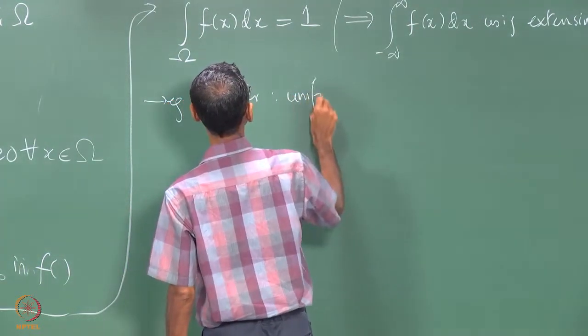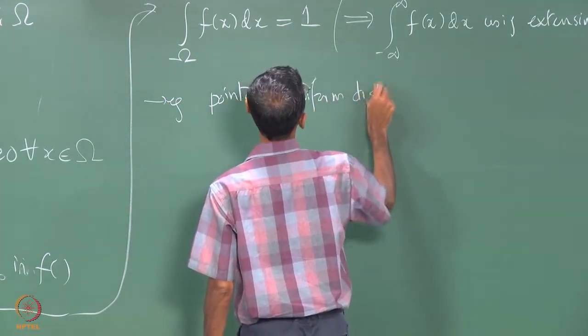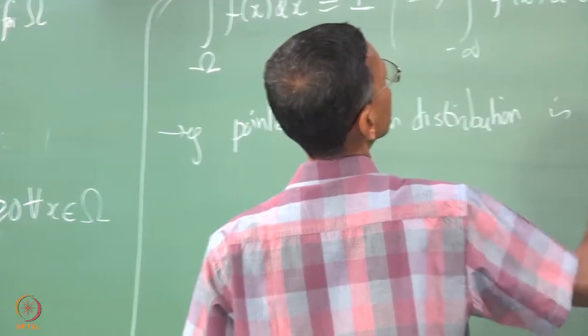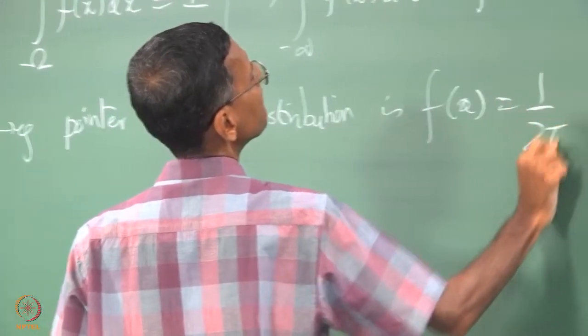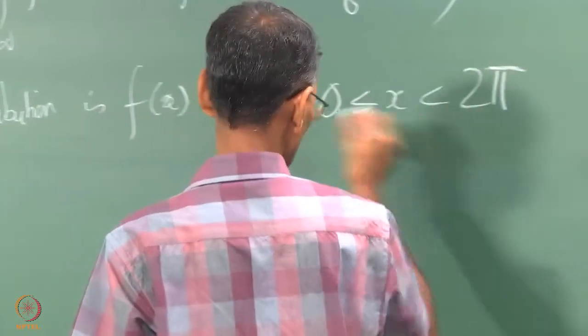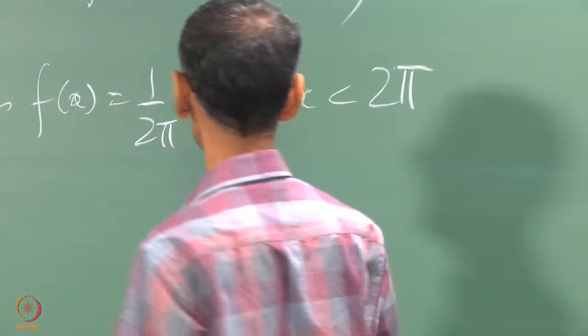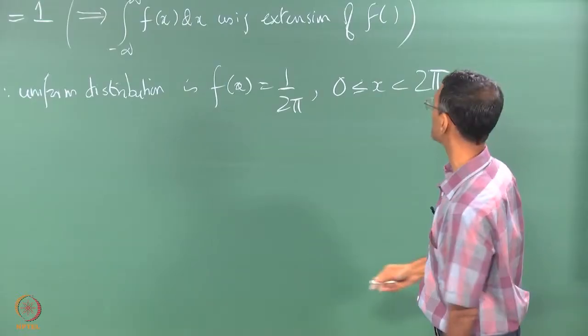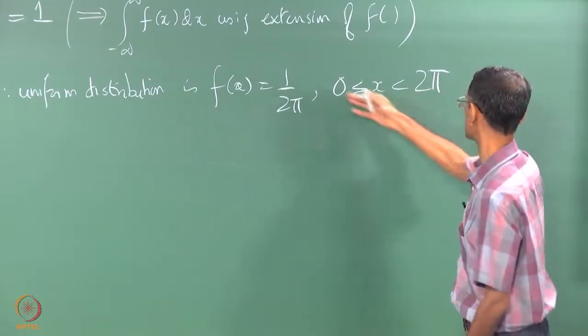The uniform probability distribution is what? Just because 2 pi is the same as 0, I am just saying that the domain is closed on 0 and open in 2 pi, but that is just a technicality.